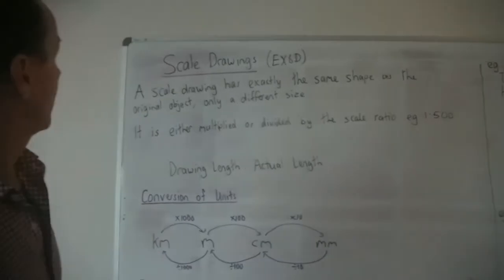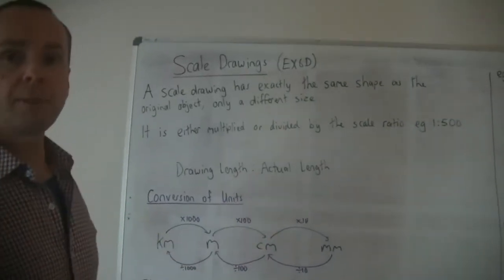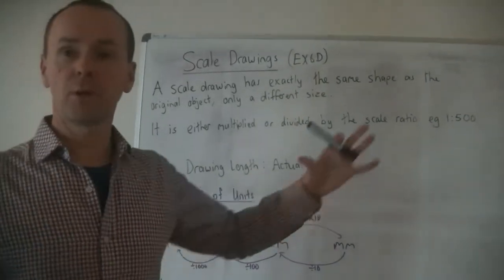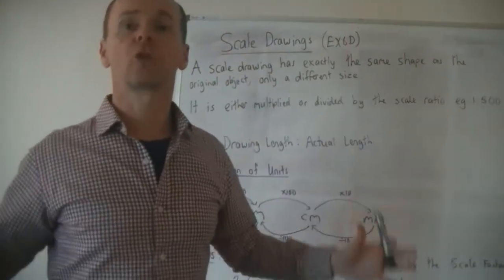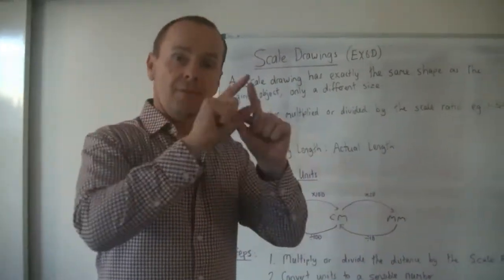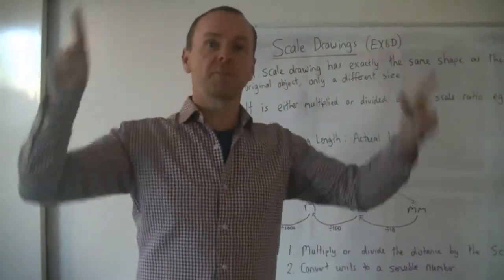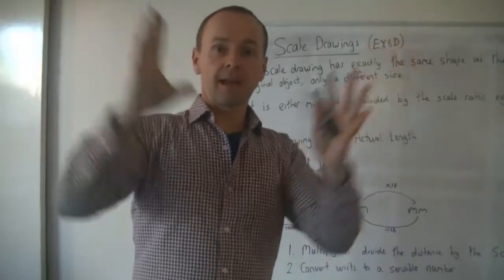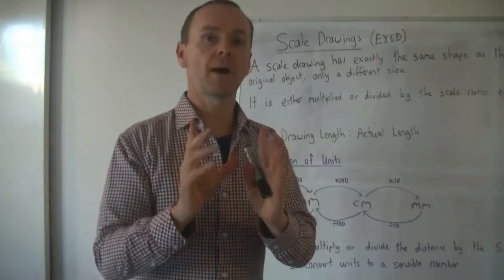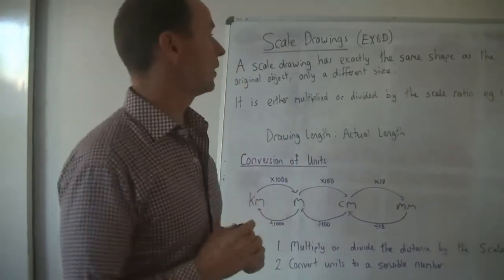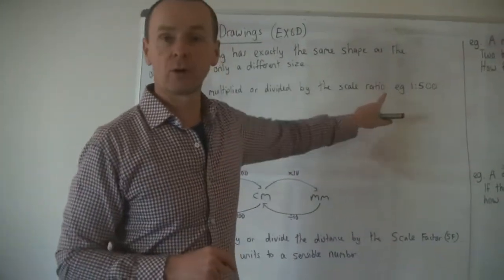Alright, so a scale drawing. So pretty much it's exactly the same. If you've got a ship for instance, or a truck, or any big object, obviously you can't draw it when it's the same size. You might have a piece of paper like that. So you want to scale it down so it fits on a piece of paper. So it's scaled down with a scale factor or a scale ratio.